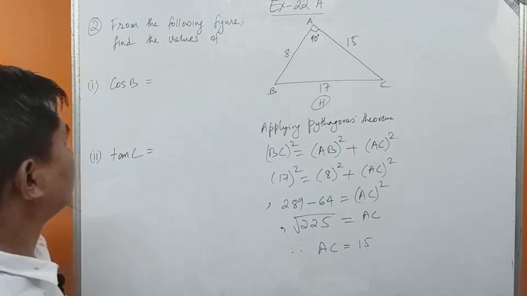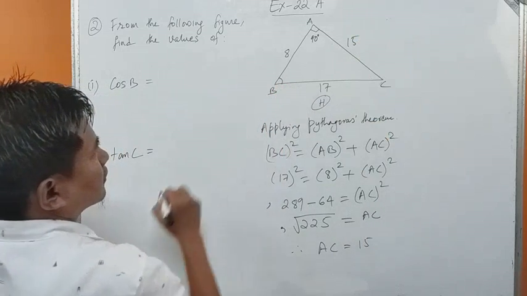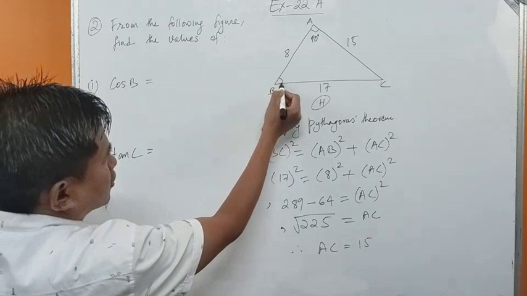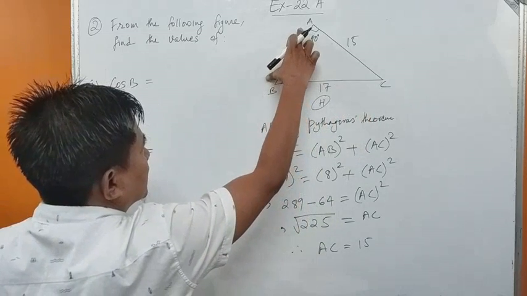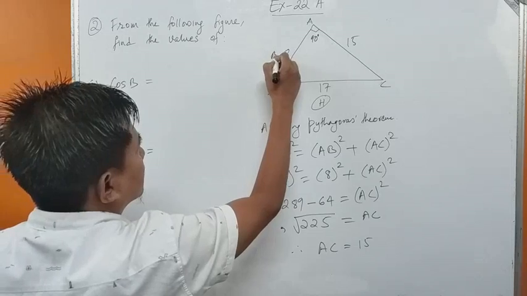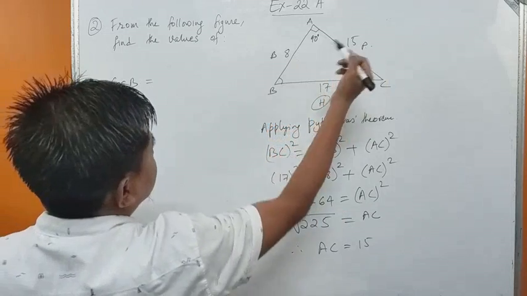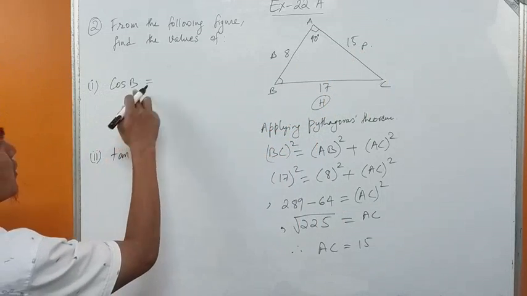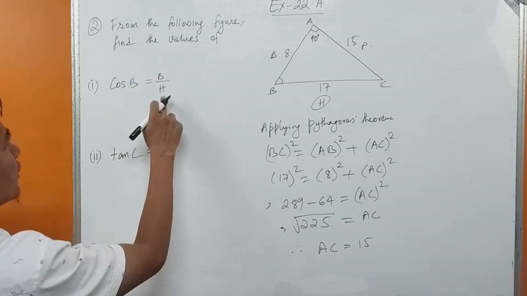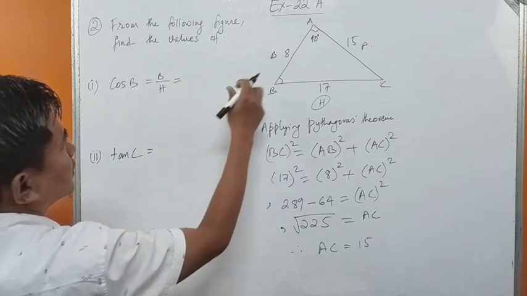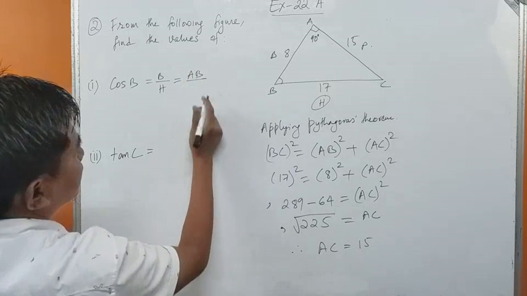Okay, now let us find the value of cos B. That means we are talking about this angle, isn't it? This angle cos B, which means this BC is hypotenuse, AB becomes base, and this becomes perpendicular. The remaining side always becomes perpendicular. So cos B is base upon hypotenuse. And what is base? Base is AB, hypotenuse is BC.